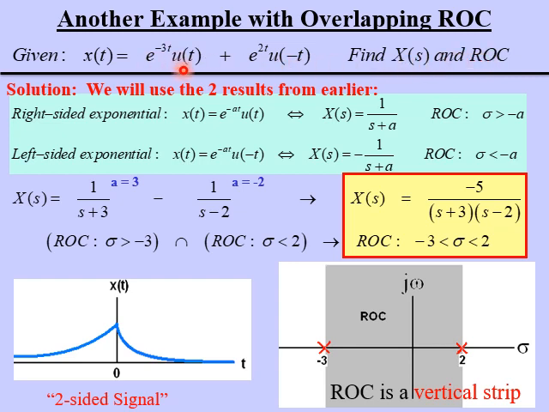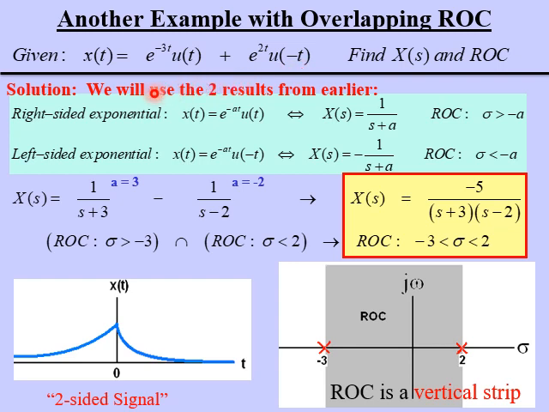This first term here is a right-sided signal. We can see that by u of t, which goes to the right. The second term, however, is a left-sided signal because it's u of minus t. This is a time reversal, meaning the step function points to the left to negative values of t.